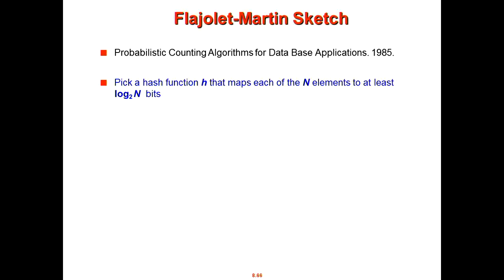The algorithm we are introducing today is called the FM sketch. It was proposed by two people in 1985, about 30 years ago. This sketch has been used widely in many problems for distinct counting. It picks a hash function h and maps each of the n elements to at least log n bits.